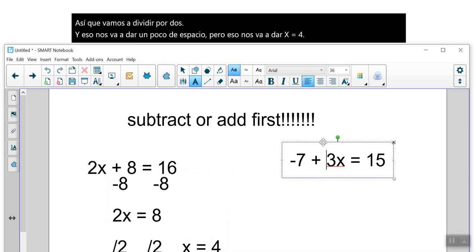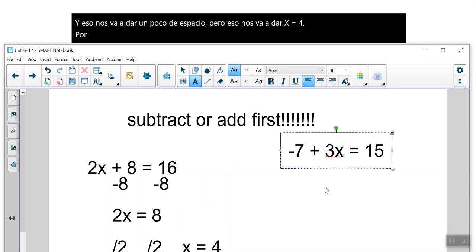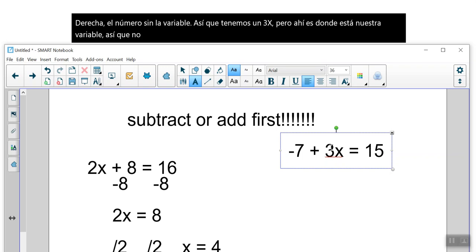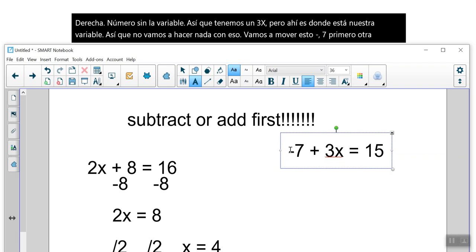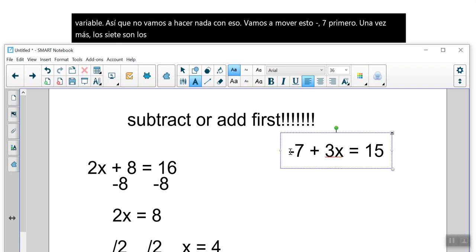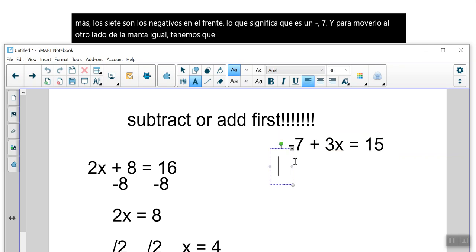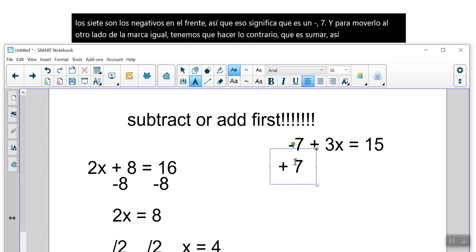So over here, we're going to add or subtract first. Right, the number without the variable. So we have a 3x, but that's where our variable is, so we're not going to do anything with that. We're going to move this -7 first. Again, the 7 has a negative in front, so that means it's a -7. And in order to move it to the other side of the equal mark, we have to do the opposite, which is add. So we're going to plus 7 to both sides.